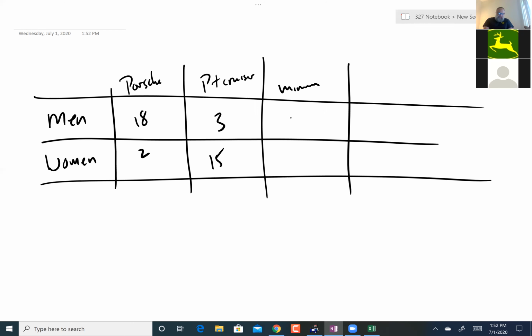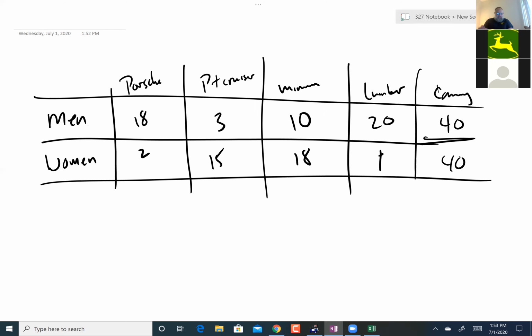Then let's pick up with the lumber rack. She was like, oh yeah, this is like 20 and like 1 or something. Okay, whatever. Then she goes, Camry. She was really stumped by that. Then finally we agreed, okay, like 40 and 40. She's like, yeah, that'd be great.